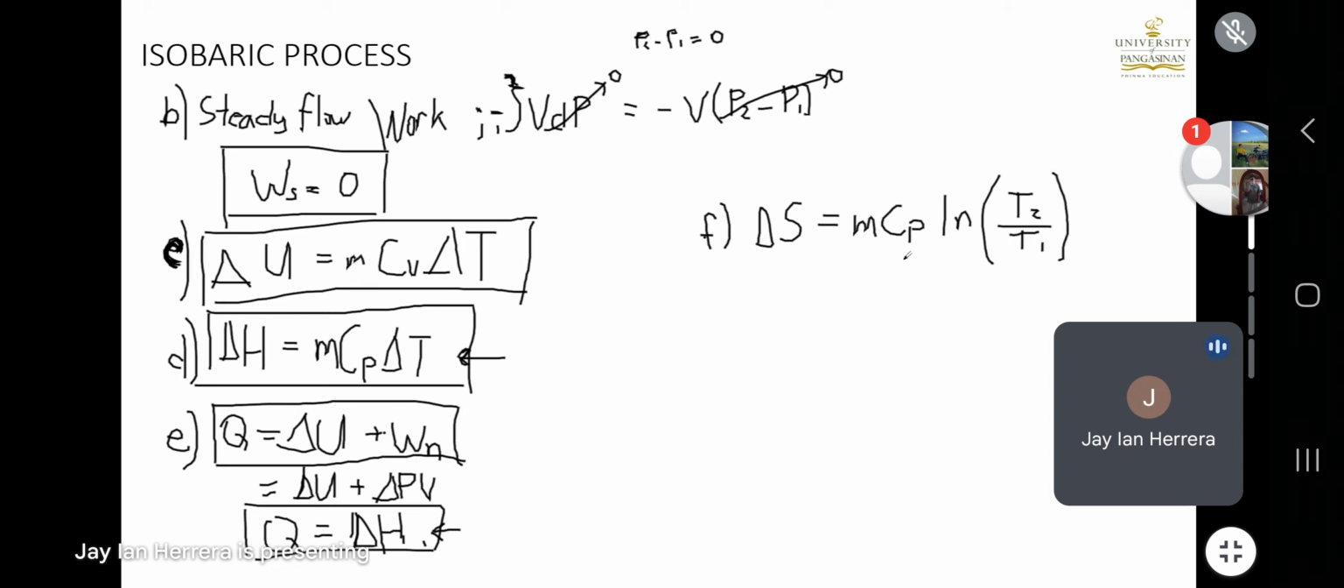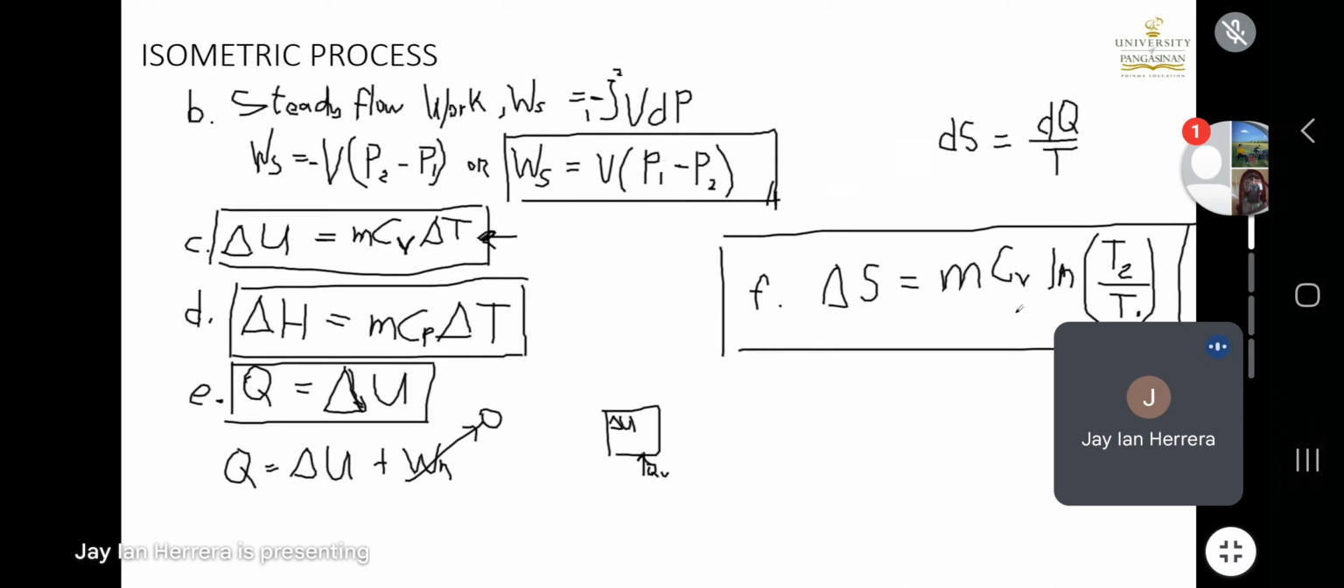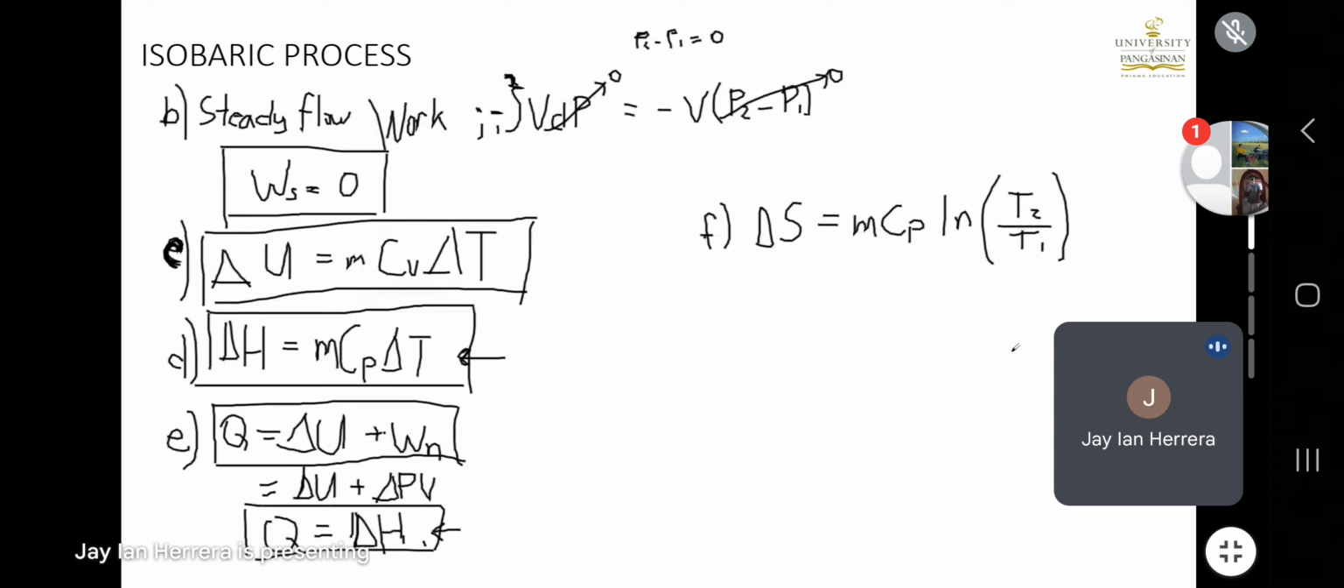Function out is change C V. So from isometric, the change in entropy is CV, kasi constant volume. And dito naman sa isobaric, change C PV into CP since this is under constant pressure. And those are the general formulas for isobaric.